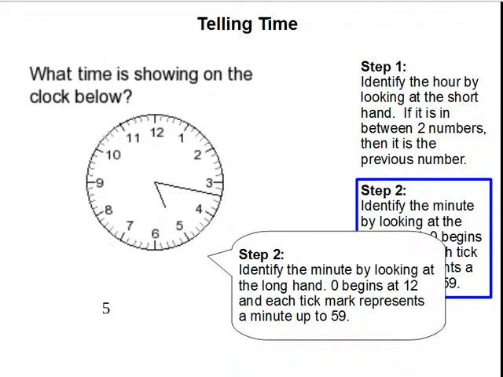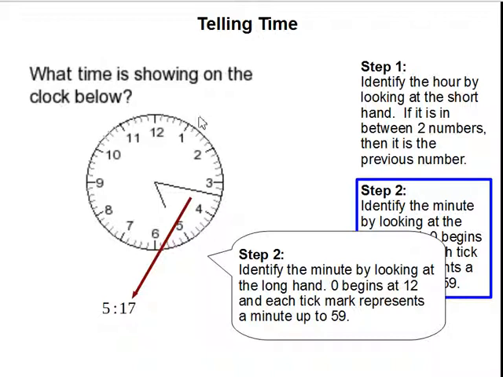Step 2. Identify the minute by looking at the longhand. 0 begins at 12, and each tick mark represents a minute up to 59. So 0 will start right here, and you can count each tick mark, and that will get you 17 when you look at the tick mark that the longhand points to.